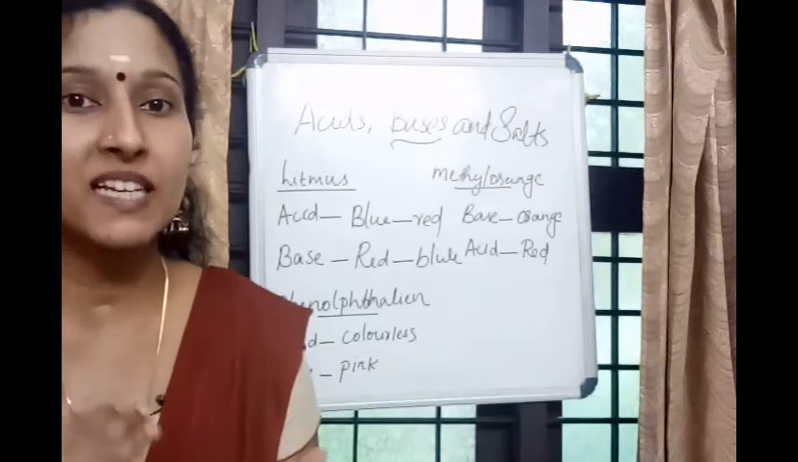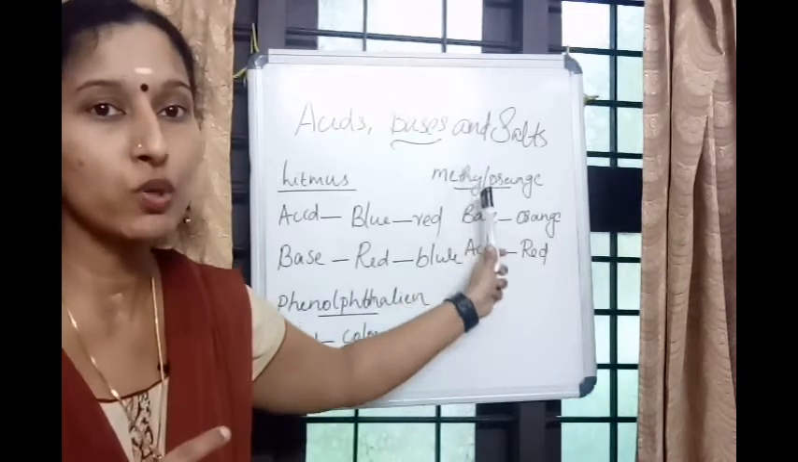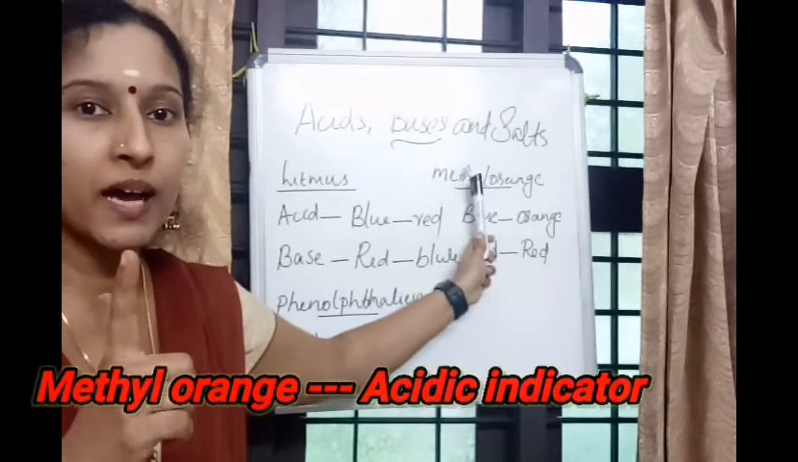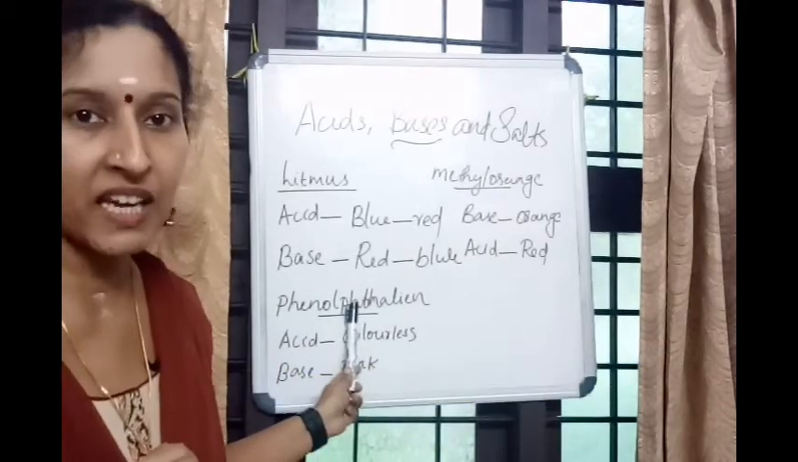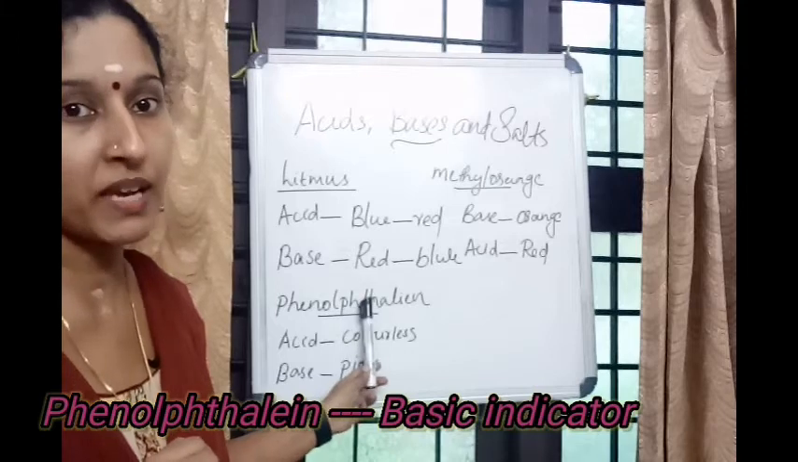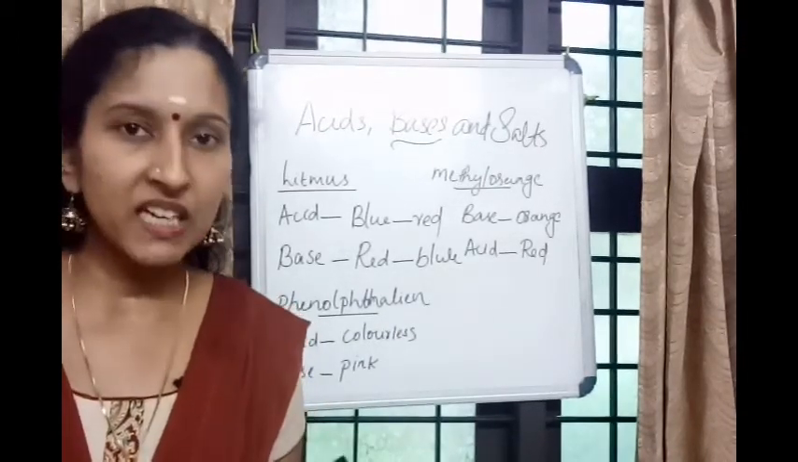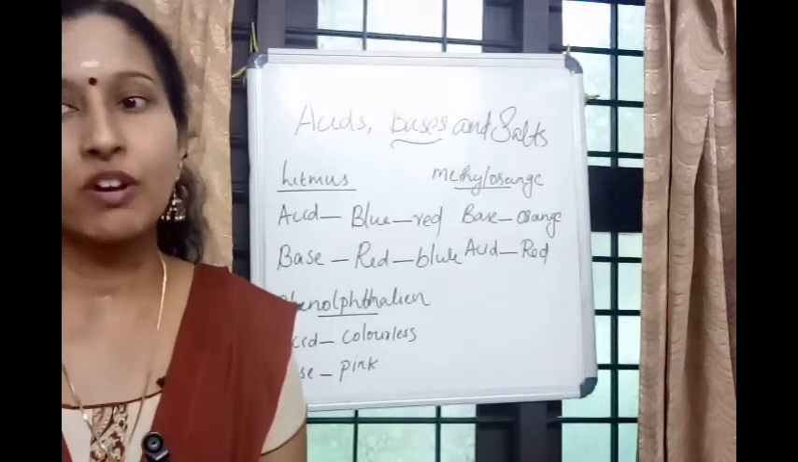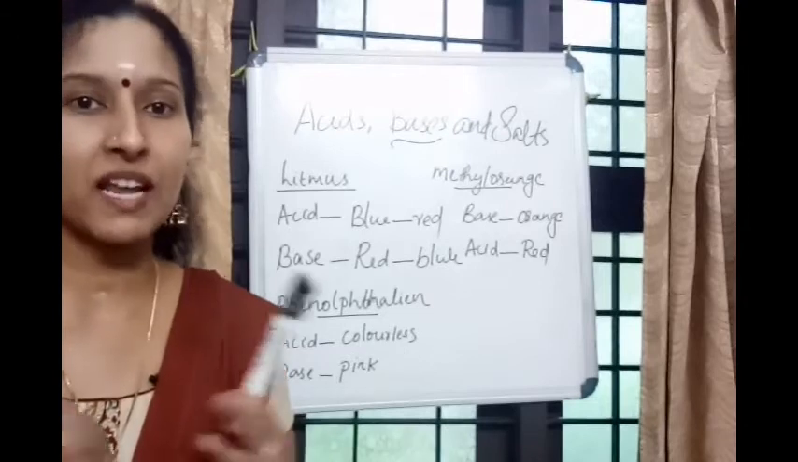One such acidic indicator is methyl orange. Methyl orange shows color changes only in the acidic medium. And phenolphthalein is a basic indicator. Why? Phenolphthalein shows color changes in basic medium. So, phenolphthalein is a basic indicator and methyl orange is an acidic indicator. Let's check their color changes.